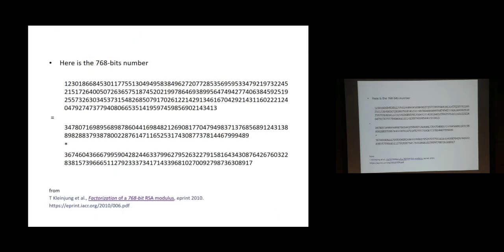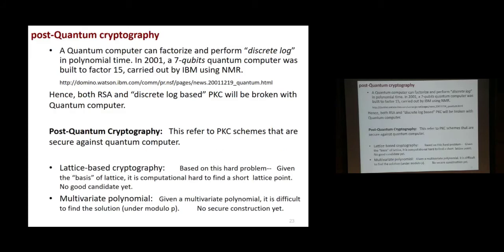You have probably heard of quantum computers. A quantum computer can factorize and perform discrete log, another problem, in polynomial time. In 2001, a 7-bit quantum computer was built. They spent millions of dollars to factorize 15, which is 3 times 5. Now the question is, can we have a 1,000-bit quantum computer?